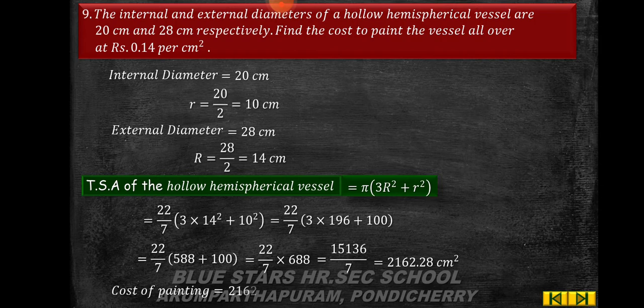So cost of painting is equal to 2,162.28 into 0.14, which is equal to rupees 302.72.